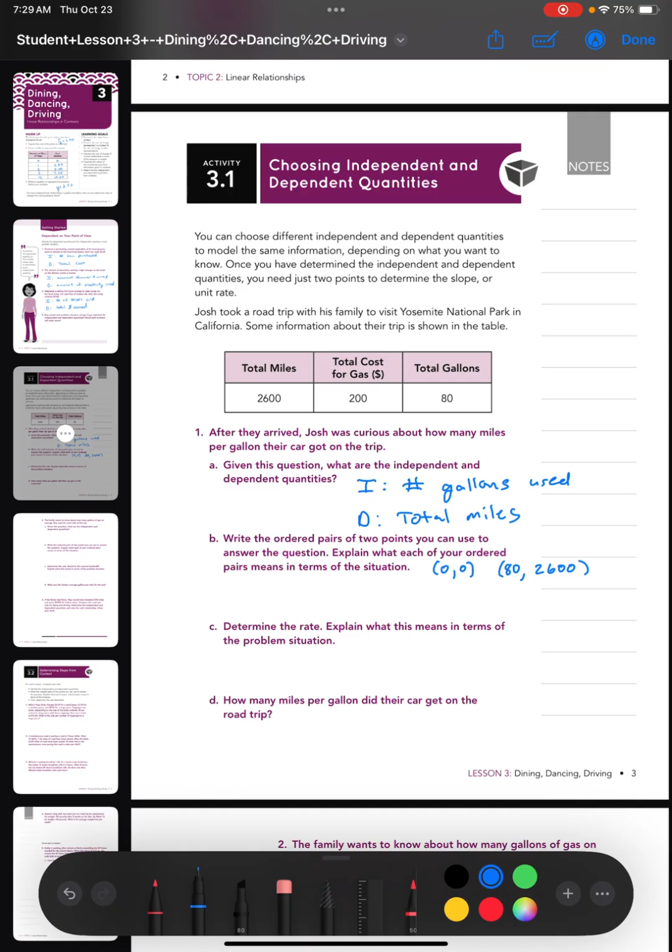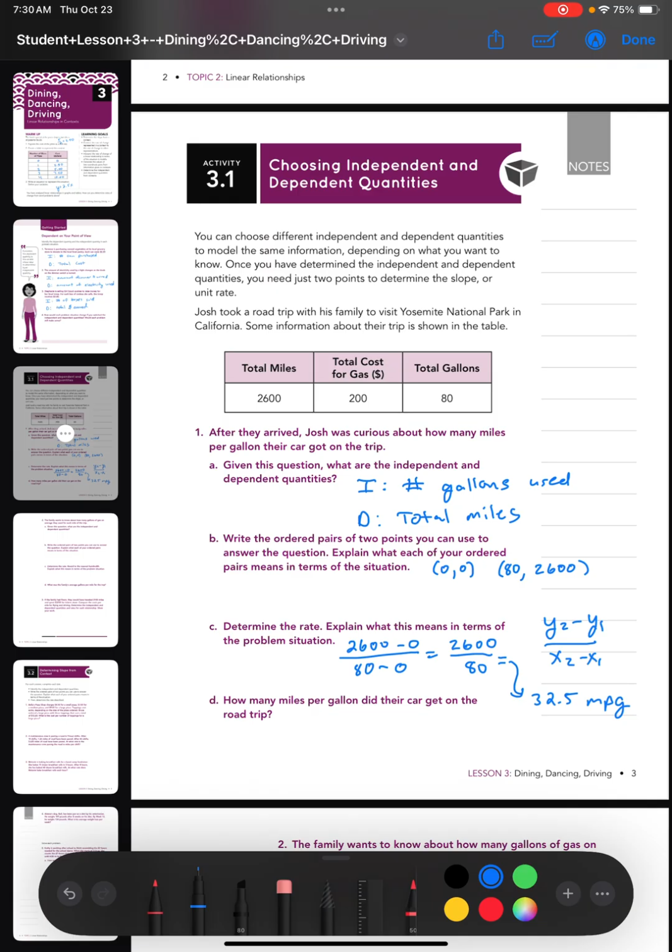So now if we want to determine the unit rate, we can use our slope formula, y2 minus y1 over x2 minus x1, and plug in the numbers we have. So 2,600 minus 0 over 80 minus 0. Now, in this case, it's just going to end up as 2,600 divided by 80 because our origin, our 0, 0 is our x1, y1. And if we divide that, and draw a little line down here, we've got a little more space, we get 32.5 miles per gallon.